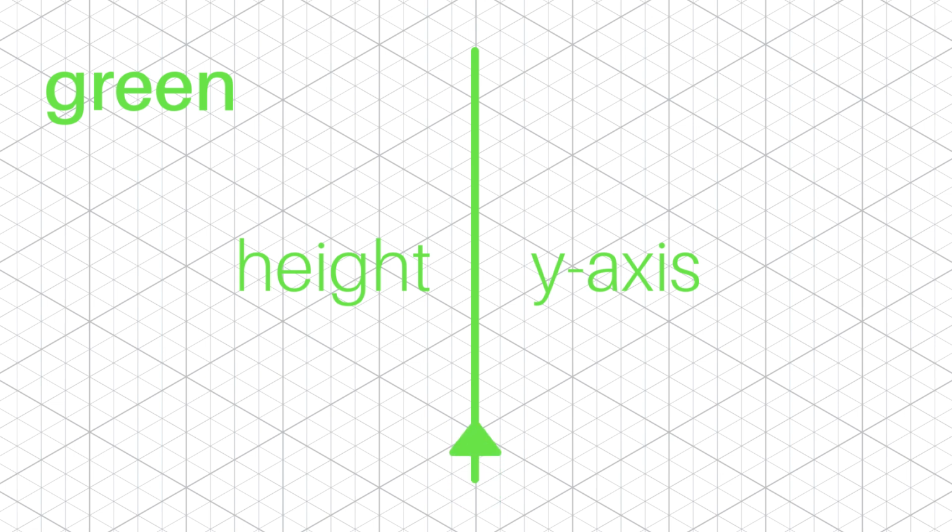Our green line represents y, just like math class, or height in this case. It shows us how tall something is, from top to bottom. And it's always going to be represented by straight vertical lines.